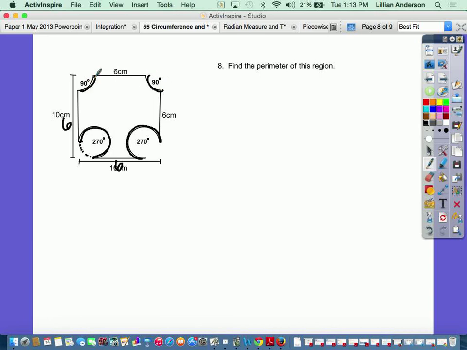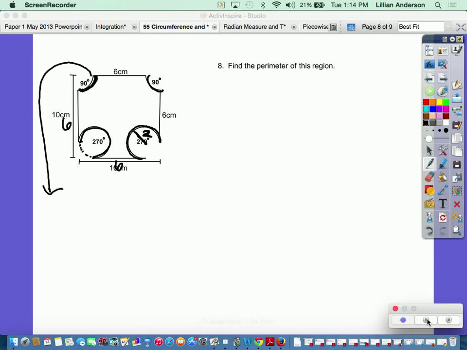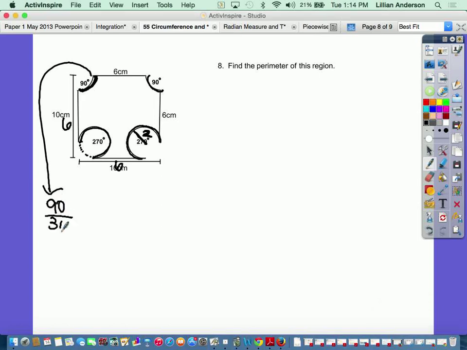What do I use to find that length? The one you used on the front, which was what? Arc length. What's the measure of the arc? 90. You divide it by 360, and then you multiply it by 2 pi r. 2 pi r. What's my radius?